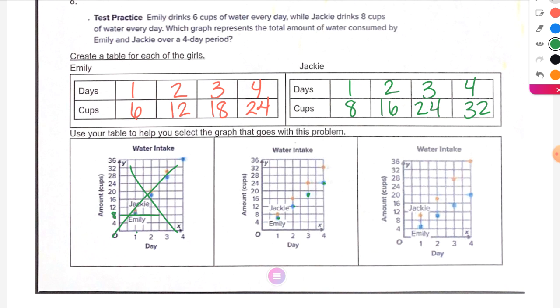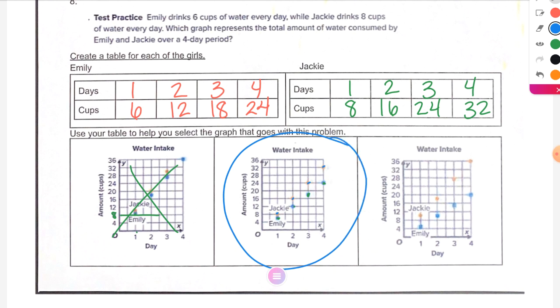Does that mean the whole graph is good? No. Now we've got to check Jackie. I'm going to change colors. I should have changed sooner. Jackie, 1, 8. Over to 1, up to 8. Is that dot good? Yes. 2, 16. Over 2, up to 16. Good. 3, 24. Good. 4, 32. Good. So this is our answer.